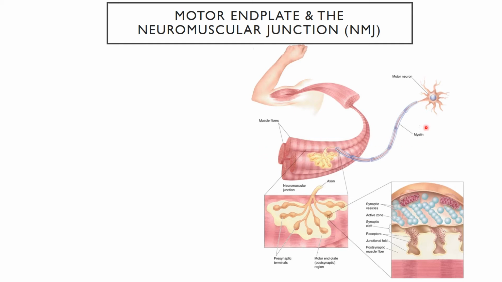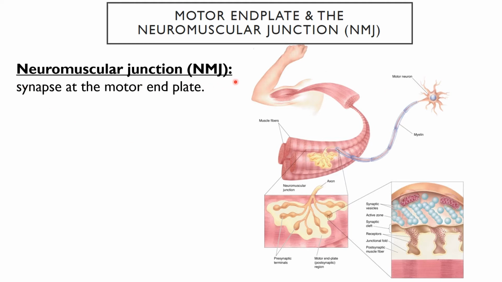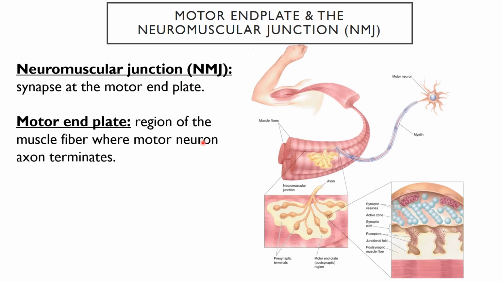Individual motor neurons communicate with muscles at a synaptic-like structure that we refer to as the neuromuscular junction. So this is the synapse that is at what is referred to as a motor end plate. What is the motor end plate? Well, a neuromuscular junction, it's a type of synapse, but it's not like a neural synapse. It's a neuromuscular synapse, NMJ. The motor end plate is the postsynaptic side. This is the part of the muscle fiber where the motor neuron axon terminates onto the muscle fibers.